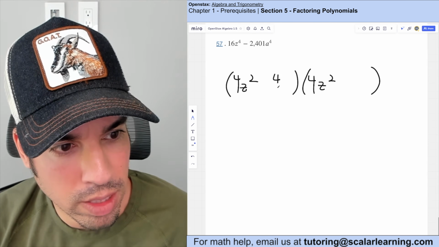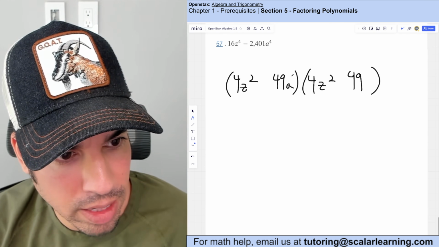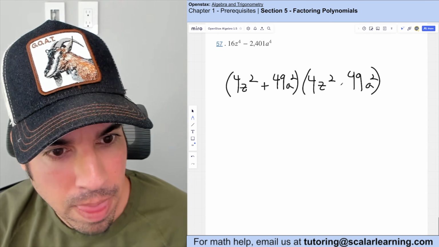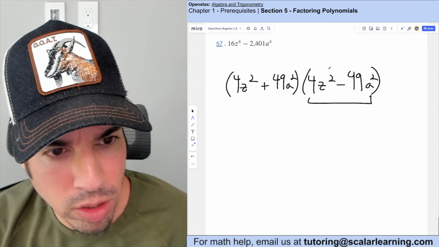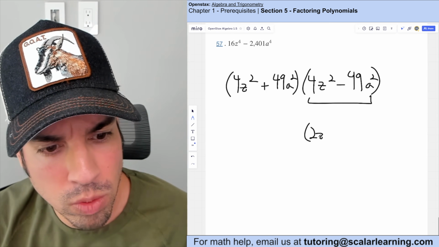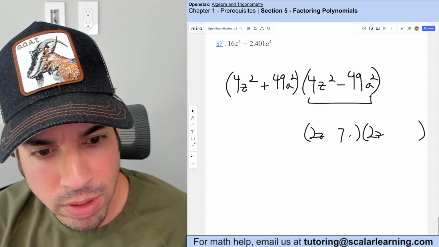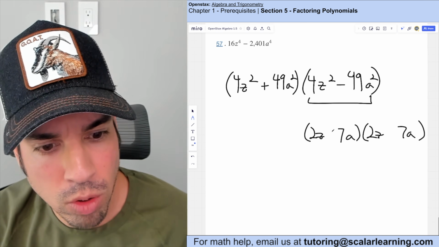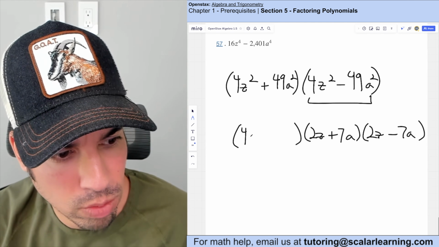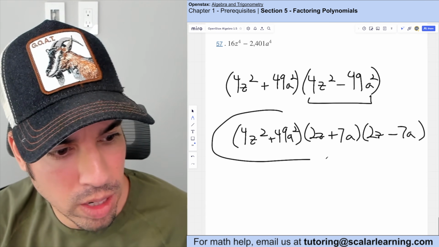So we place the 49 here and here, but don't forget it's a to the fourth, so that becomes a squared. And since it's a difference of squares, we alternate plus, minus. But then we got another difference of squares. These are both perfect squares, so check this out. I'm going to factor this as 2z and 2z. What's square root of 49? 7. Don't forget the a. 7a. Alternate with the plus, minus. And then this one stays as is out here. We got 4z squared plus 49a squared for the win.